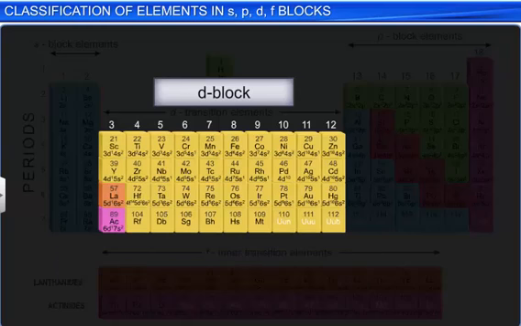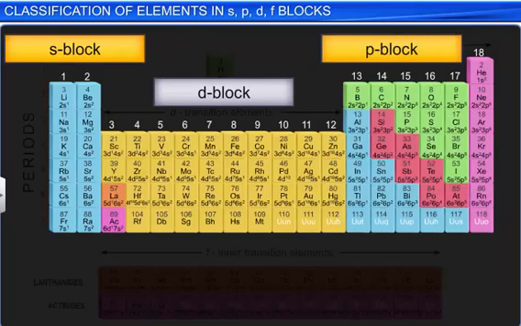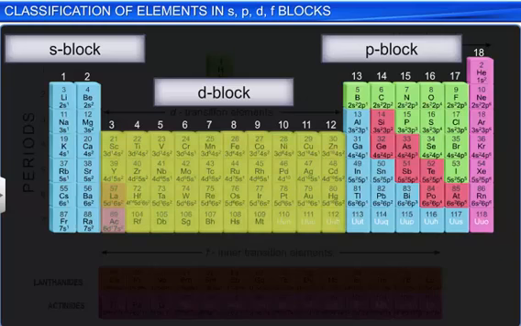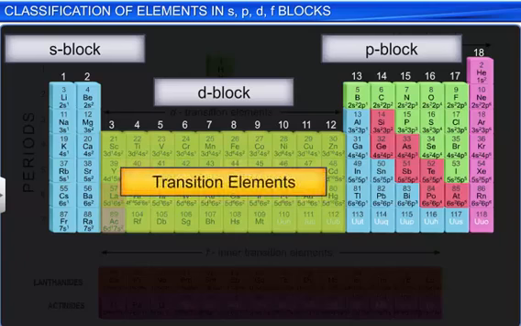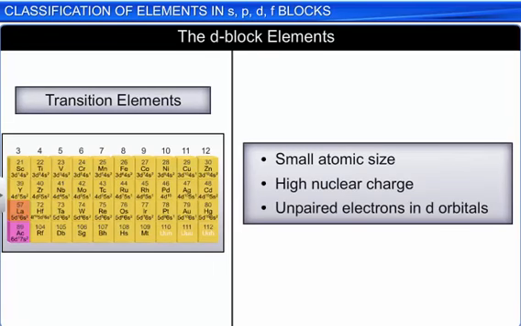They exhibit the transitional or intermediate behavior between the more active metals in the s block and less active elements in the p block, and are hence called transition elements. Small size of atom, high nuclear charge and unpaired electrons in d orbitals impart characteristic properties to the transition elements. These properties are: all the transition elements are metals and they exhibit variable oxidation states.